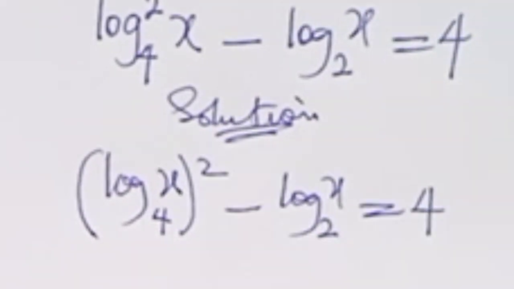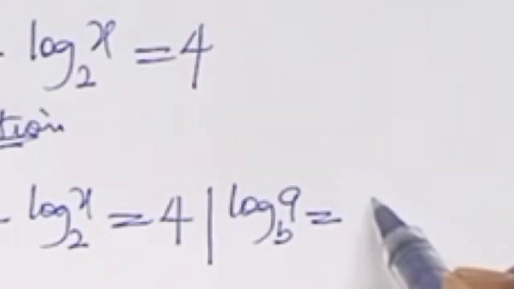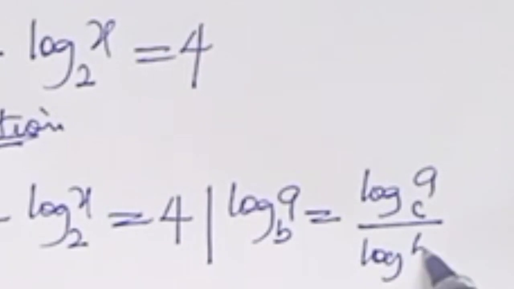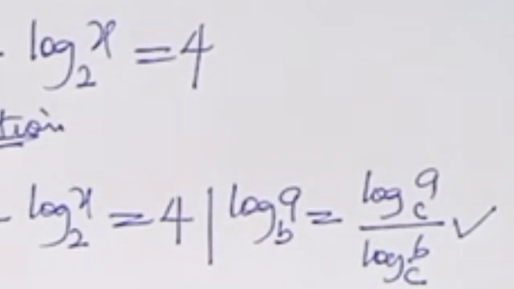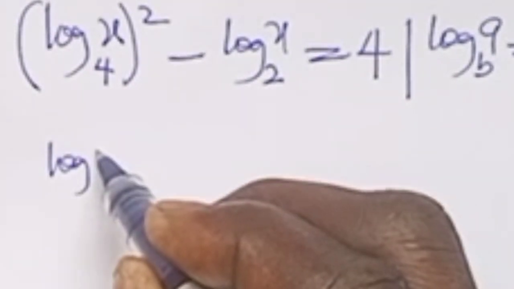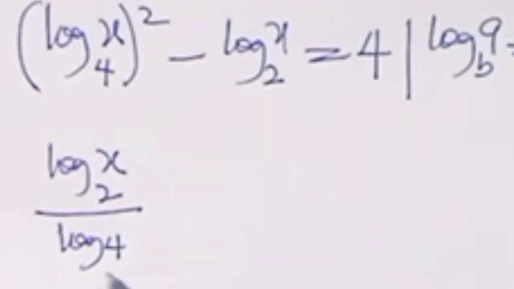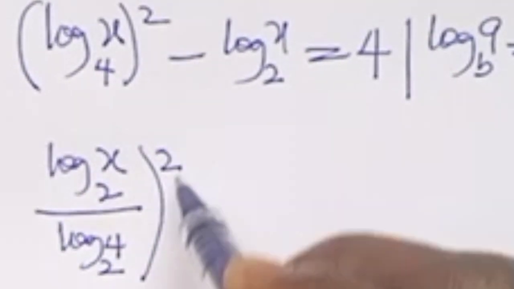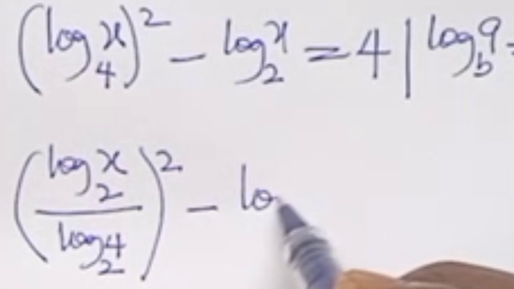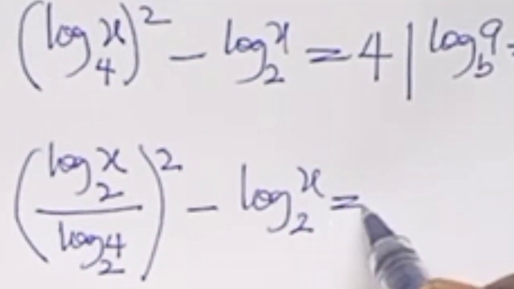And we are fine. So in the next line, we are going to employ the change of base law that says log a base b is equal to log a base c all over log b base c. So if this is true, our equation will become (log x base 2 all over log 4 base 2) all to the power of 2 minus log x base 2 equals to 4.